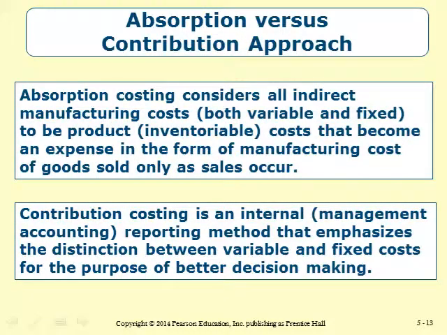Where we talk about the absorption versus contribution approach, absorption costing considers all indirect manufacturing costs, variable and fixed, to be product or inventoriable costs that become an expense in the form of manufacturing cost of goods sold. Contribution costing is an internal or management accounting reporting method that emphasizes the distinction between variable and fixed costs for the purpose of better decision making.